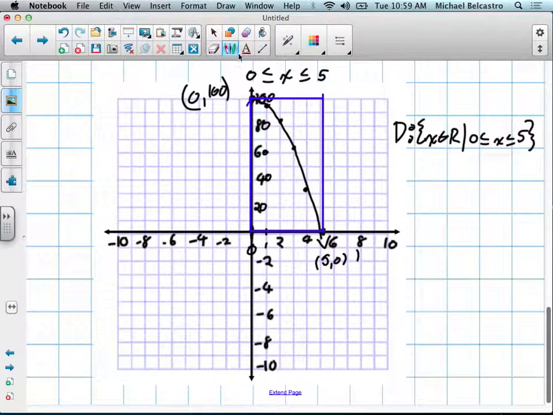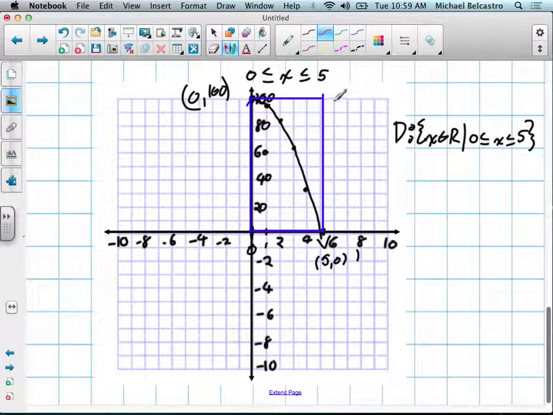Okay? And the range. Well, what is the highest point, or where does it start falling from? Yeah. And at what point does it hit the ground? When the height is 0. Okay? So again, this is going to be written very similar to that. Y has to be greater than or equal to 0, but less than or equal to 100.